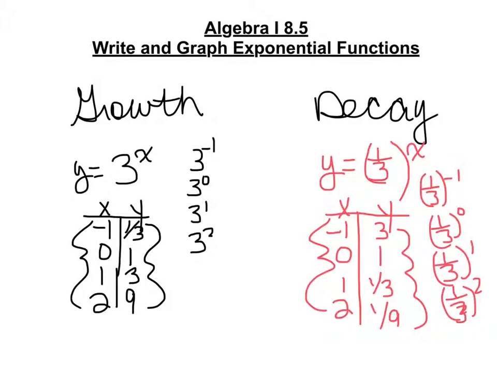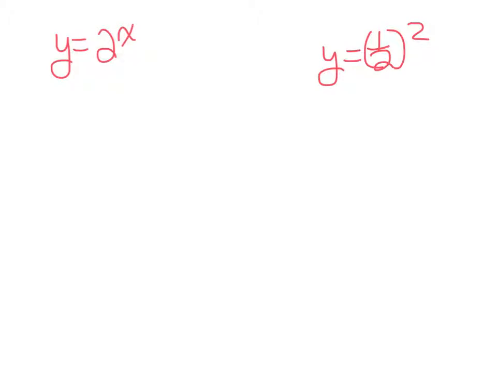Why is that? When you take a number greater than 1 and raise it to a power, you get growth. When you take a number between 0 and 1, a fraction or a decimal between 0 and 1, you will get decay. Let's look at these two examples. One has a number greater than 1, and another one has a number that we're raising to a power that is between 0 and 1.